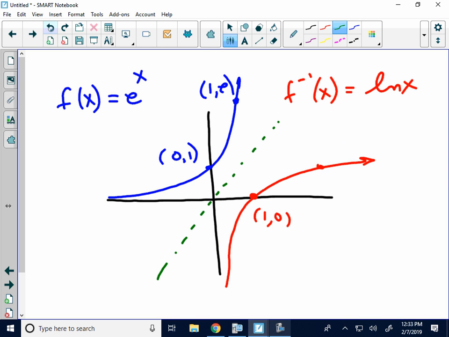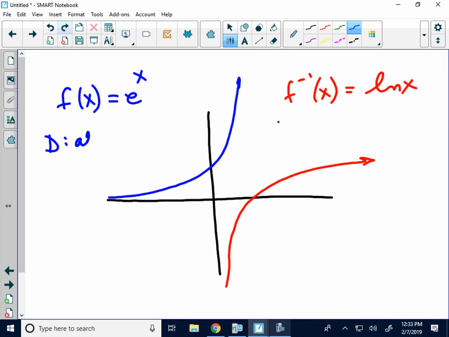The domain of the exponential function is all reals. I hope you could agree with that. So domain, all reals. And the domain of the log function, now this one is different. This is only the positive reals.